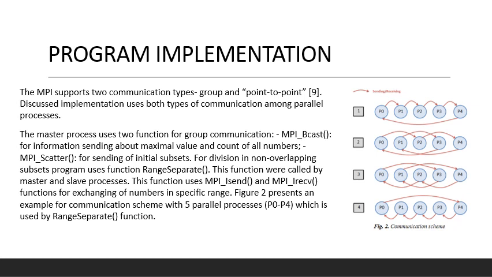For division into non-overlapping subsets, the program uses the function range separate. This function is called by the master and slave processes. It uses MPI send and MPI receive functions for exchanging numbers in a specific range. Here is the communication scheme with five parallel processes, P0 to P4, which is used by the range separate function. Let us see this picture which is related to the fast parallel sorting algorithm.